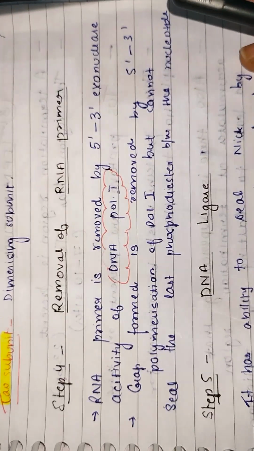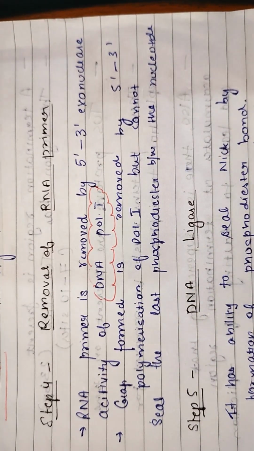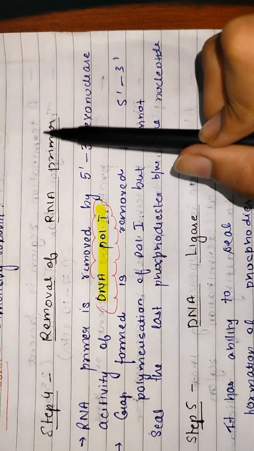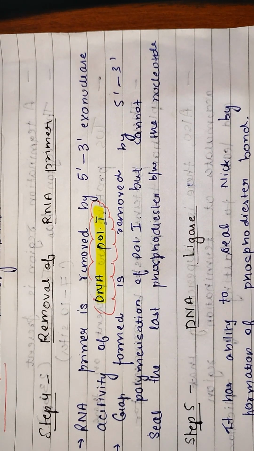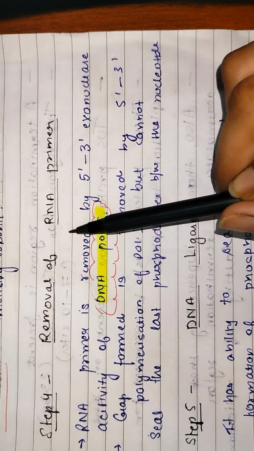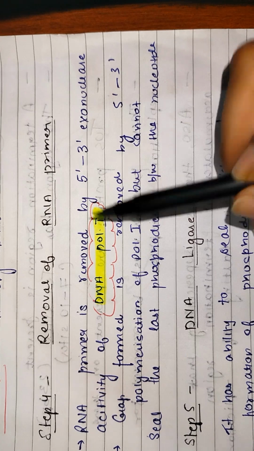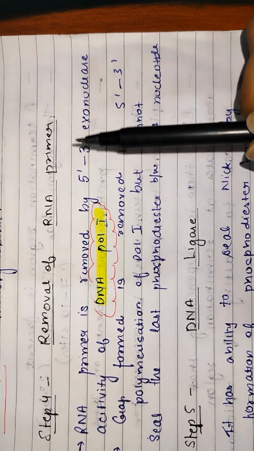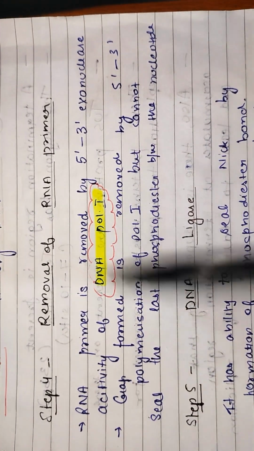Now the next step of the elongation is the removal of the RNA primer. The primer is RNA, and it has to be removed because DNA and RNA have different bases, so the RNA primer must be removed and replaced by DNA. This is done by DNA polymerase 1. The RNA primer is removed by the 5' to 3' exonuclease activity of DNA polymerase 1.